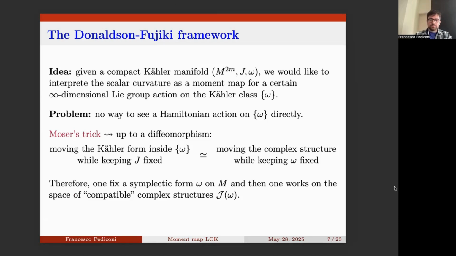And therefore, what you do in this framework is that you fix a form, which is going to be your Kähler form, and you move the complex structure in a way that it is compatible with this form. Of course, since you want your omega to be Kähler in some sense, you need to ask something. So you ask that omega is symplectic, which is a condition necessary for being Kähler.